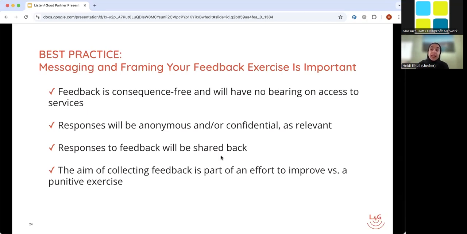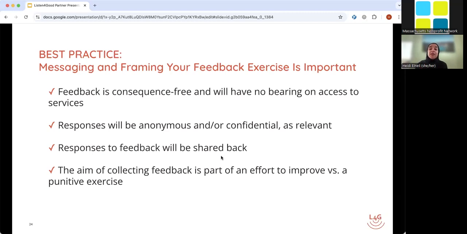Really important that if it's an anonymous survey, we share that this is anonymous and isn't going to be connected to you. Or if it's not an anonymous survey, being really clear about how confidential the data is, how that data is going to be used, and who has access to that data. Also important to let people know that we're going to let them know what we heard. If you're going to do that, though, it's also very important that you then let them know what you heard.